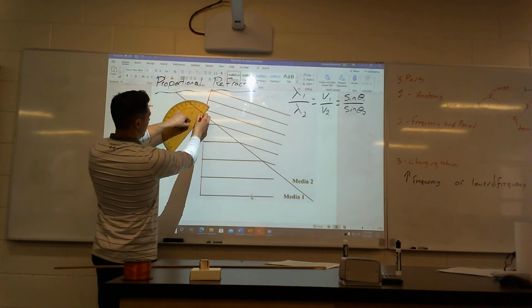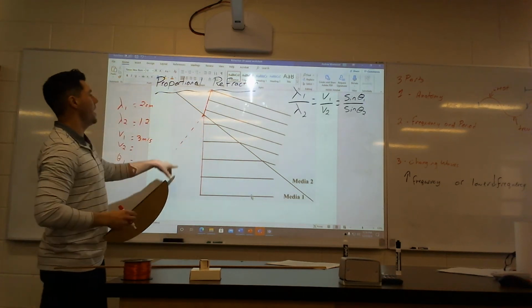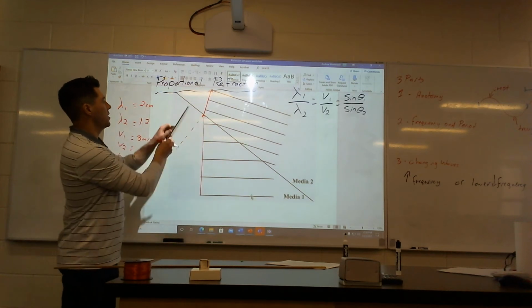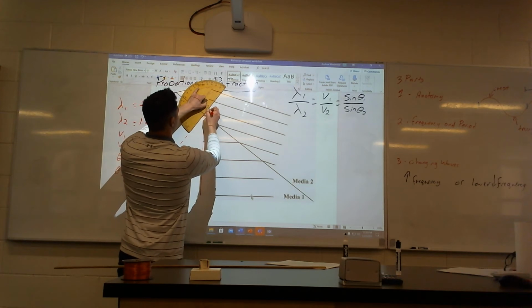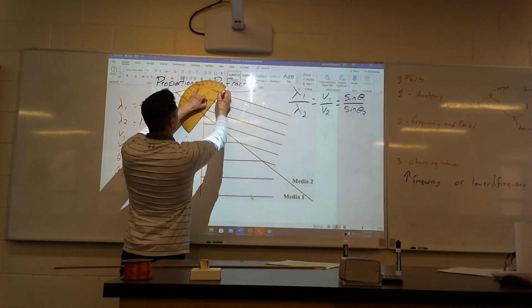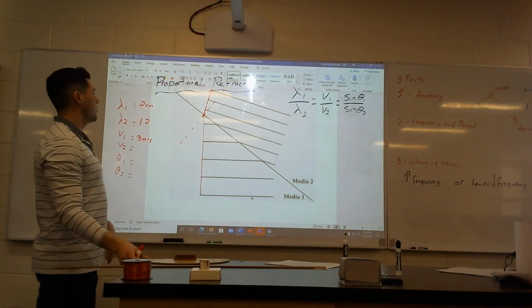So this normal line is 90 degrees. The nice thing is, because it's 90 degrees all the way through, I can extend this line on the other side. If you do this again, it'd be exactly at 90. Okay, so now let's find my two angles.